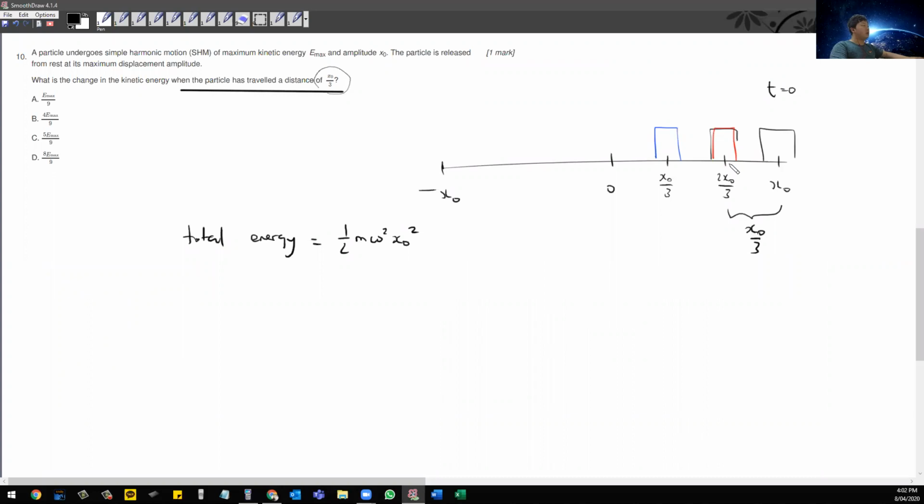And then when it's over here, the energy is the potential energy, the spring potential energy, because it's still stretched. It'll be half m omega squared and then 2x naught over 3 squared, true? So this will be half, and this will be 4 on 9 at the front. So this is the E max. This is 4 on 9, half m omega squared x naught squared. So this will be 4/9 of the E max.